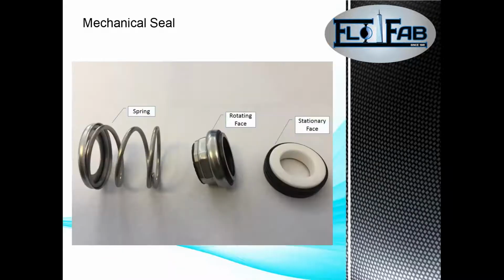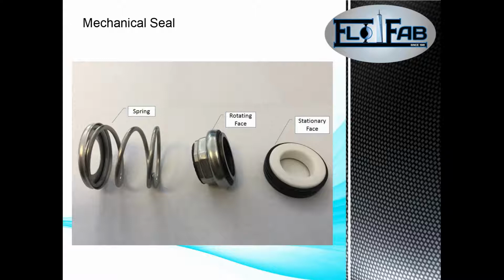So going to the next slide, these are the three basic components that make up a mechanical seal, right? You have your rotating face, which is in the middle there. This is the face that you mount on the shaft, which will rotate with the shaft. So that part will actually be spinning. The spring will be going along with the rotating face.